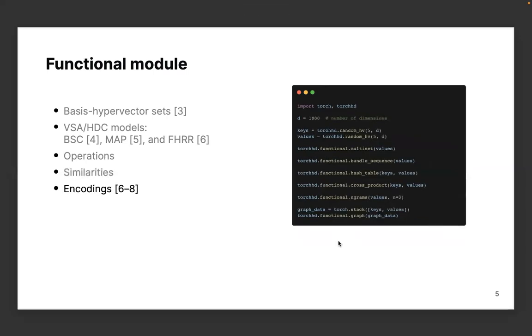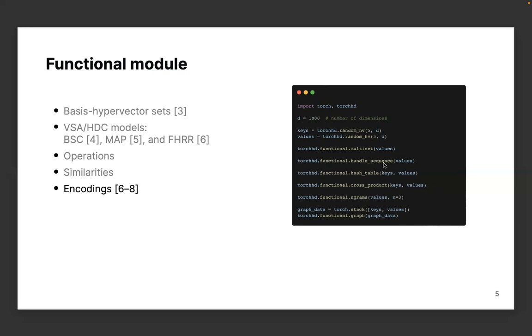Then the last thing we have in the functional module is the common encoding patterns, which have been described in certain publications, such as a multiset, which is simply binding multiple hypervectors together. But we also have, for instance, a hash table, which you can use to bind key-value pairs and then create a multiset of key-value pairs, or a cross product, which gets all possible pairs of key-value pairs, but in an efficient way by first applying the multiset on both and then binding the multisets.